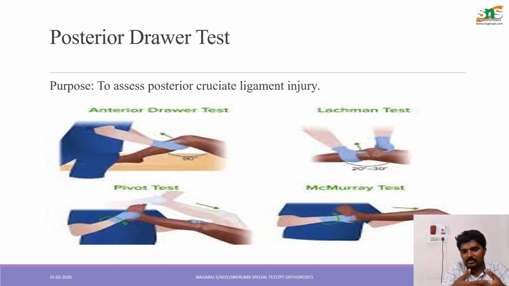In the posterior drawer test, the hand position is the same, with both thumbs on the tibial tuberosity and the four fingers at the popliteal fossa region. Pressure is applied in the opposite, posterior direction. If the posterior cruciate ligament shows excessive translation in the posterior direction, that is positive for posterior ligament injury.